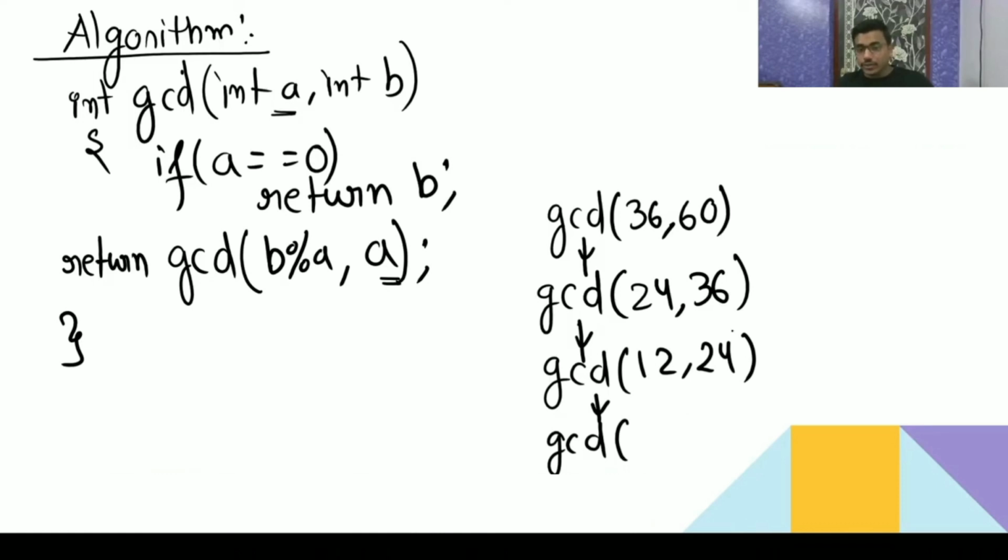See, 24, this is your B. B mod A, 24 mod 12, remainder is 0. A is going to be 12. Now see, A is equal to 0, and so it's going to return B, your greatest common divisor.